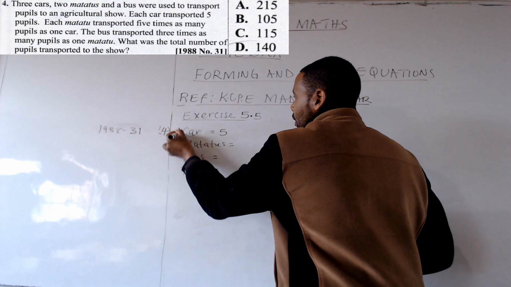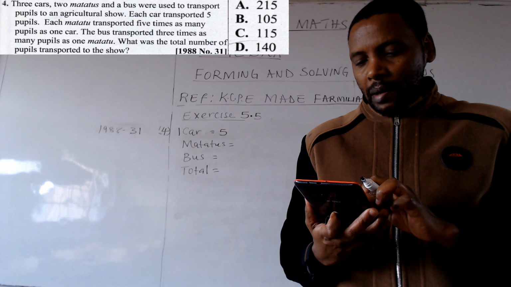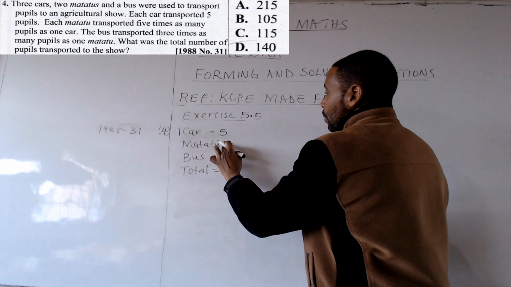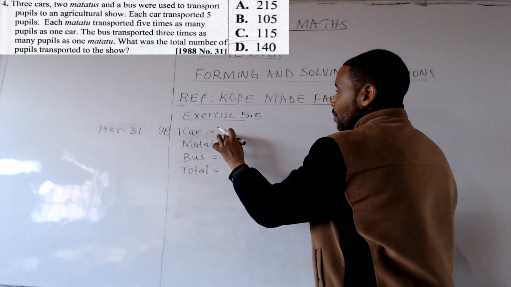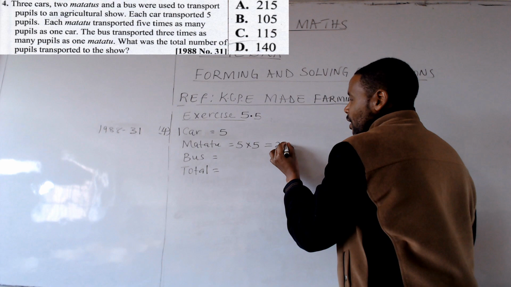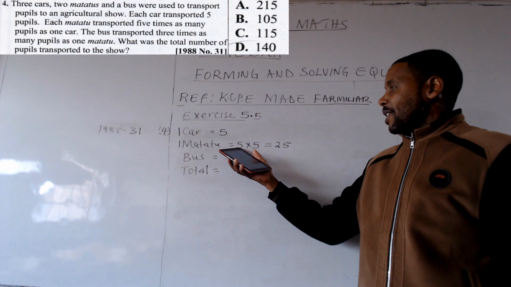And then each matatu transported 5 times as many pupils as one car. Each of the matatu transported 5 times as many as this. So the matatu will be 5 times the value of what was transported by the car. So each matatu was transporting 25. So this is the value of one matatu. It was transporting 5 times what the car transported.